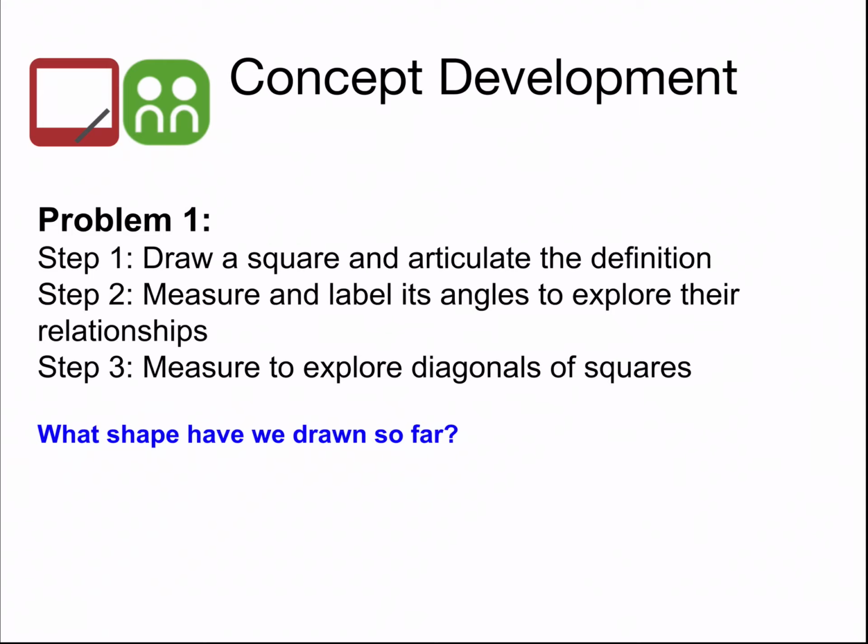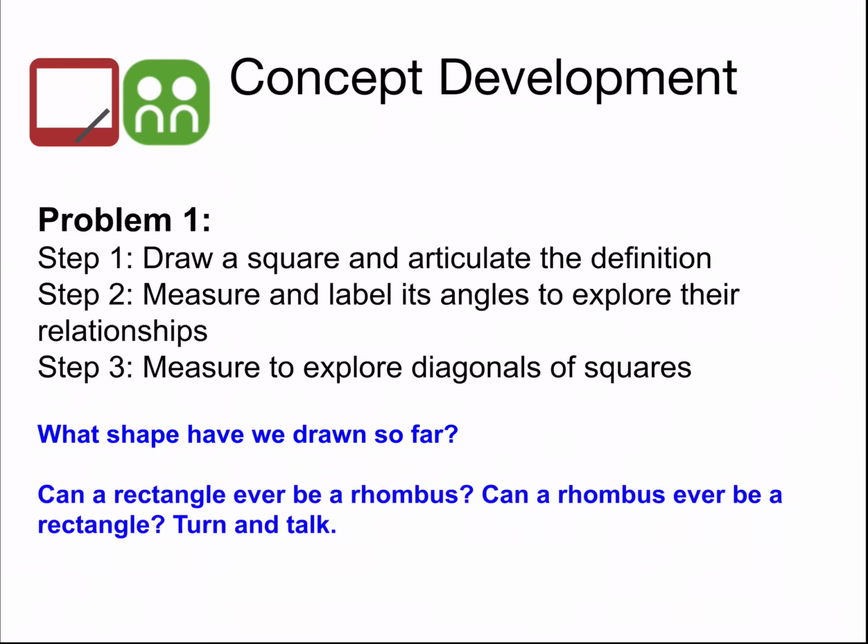You're going to use your graph paper to draw a square. Remember, when you draw a square, you have to have all equal side lengths, right? And then you also have to have 4 right angles and 2 sets of parallel lines. Measure and label the angles. The angle should be how many degrees? 90 degrees. And then go ahead and measure the diagonals. The diagonals of the square should be the same.